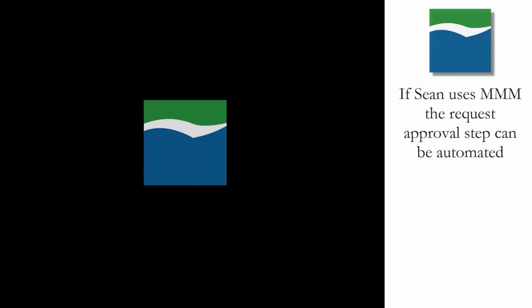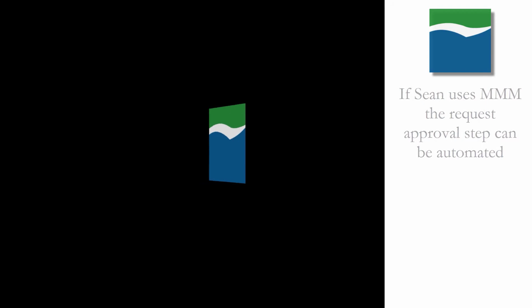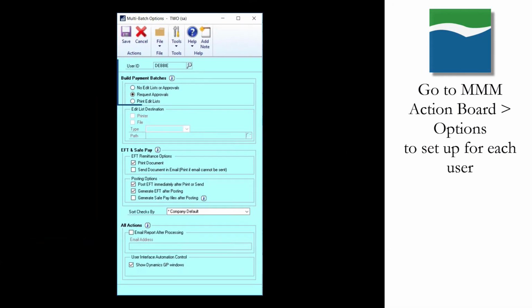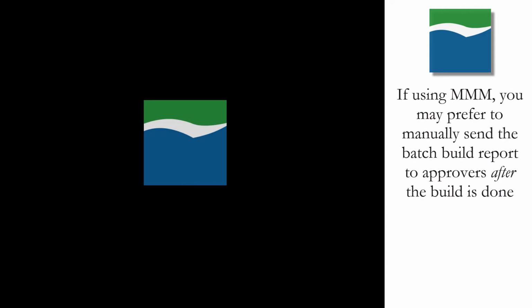Note that if Sean uses multi-batch management to build his batches, the request approval step may be set up to happen automatically as each batch is built. This is done on the options window of the multi-batch management action board and is a one-time per user setup. Qualified approvers may be notified by email or by text that they have approvals waiting. However, if you are using multi-batch management and are building many batches, you may prefer to manually send the batch build report to the approvers after the build is done, instead of having the system send the notification, to avoid the approvers receiving many separate emails.